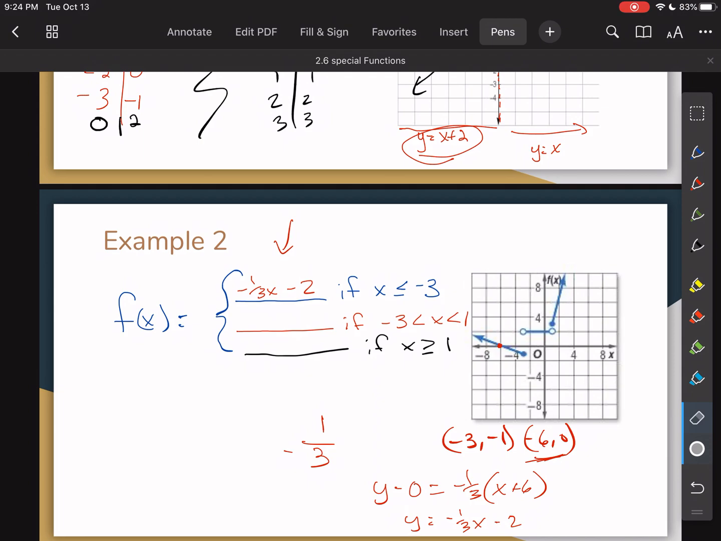So there's that one part of it. Now I got to figure out, well, this one's easy. What's the equation for this guy? Let me get my pen working here. The equation for this second guy is just going to be a y equals, right? So y is always going to equal 2 in that little section of the graph. So it's just going to be 2. So we're just going to graph 2.